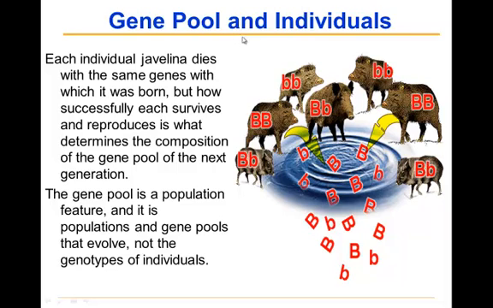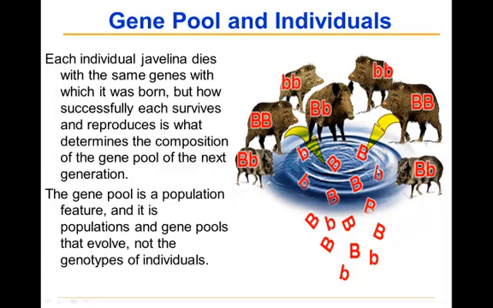A gene pool consists of all of the genes of one particular population. And so in this case, we're using javelina as an example of gene pool, and each individual javelina is born and dies with the same genes, but it is how successfully each survives and reproduces that determines the composition of the gene pool of the next generation.